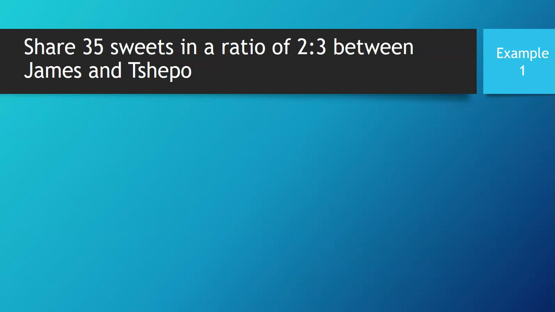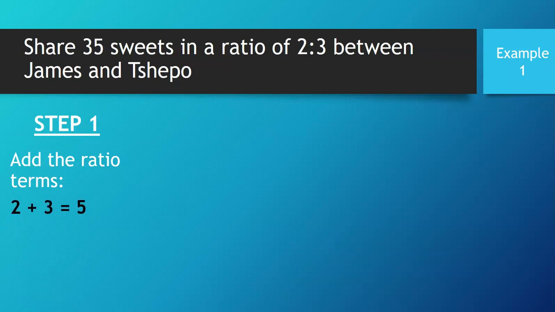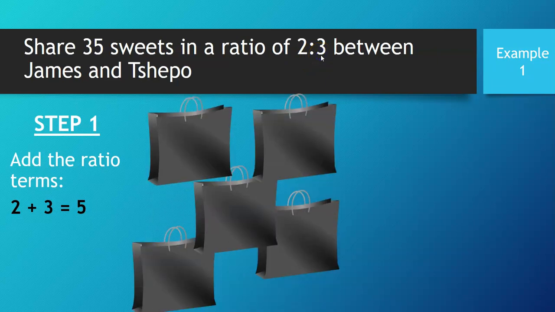Share 35 sweets in a ratio of 2 to 3 between James and Tsepo. I'm going to go slow with this first example. Step 1, I'm going to add the ratio terms. Like I said, I'm going to say 2 plus 3 equals 5. So that means that there are 5 parts. That's what a ratio is. James is going to get 2 parts. Tsepo is going to get 3 parts. So in total, there are 5 parts.